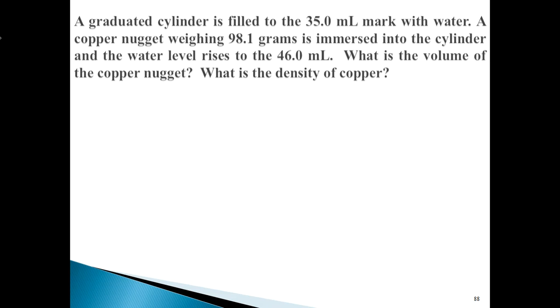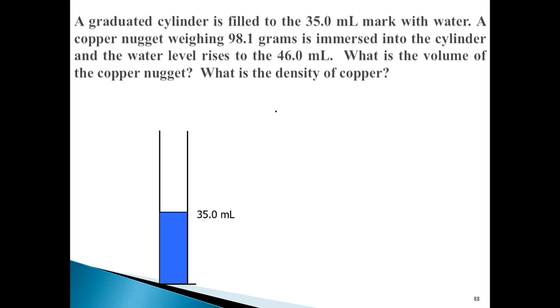It says a graduated cylinder is filled to the 35.0 mL mark with water. A copper nugget weighing 98.1 grams is immersed into the cylinder, and the water level rises to 46.0 mL. So the question is asking, what is the volume of the copper nugget, and also what is the density? So basically, we're talking about this situation here.